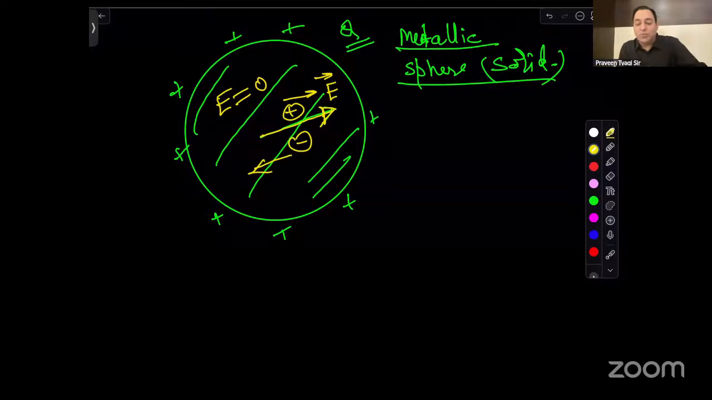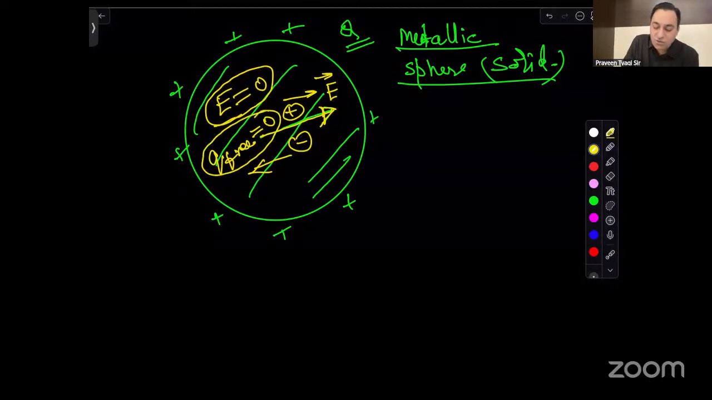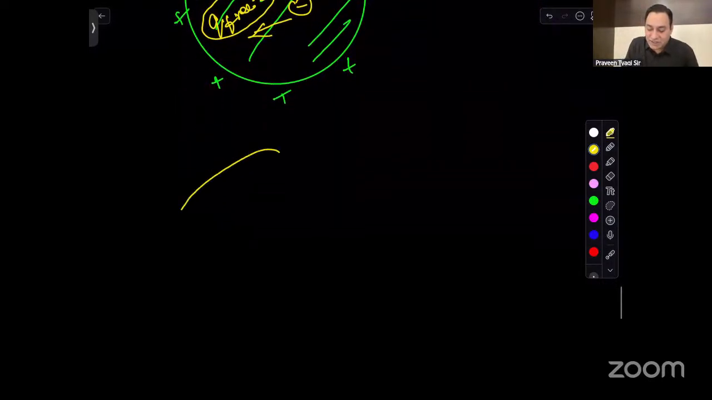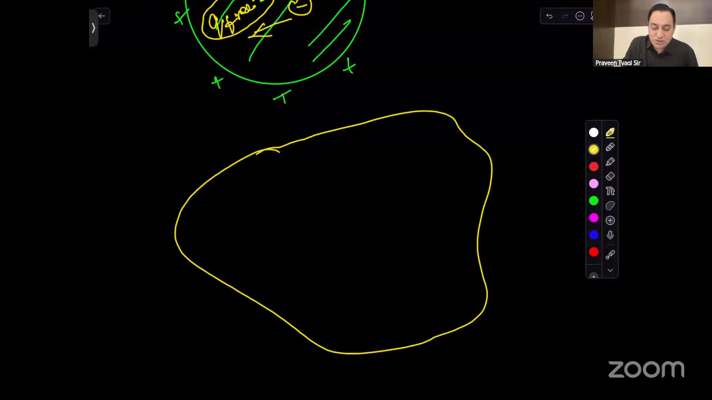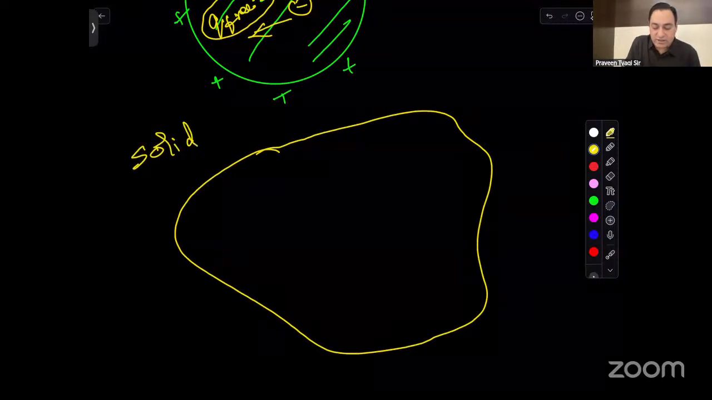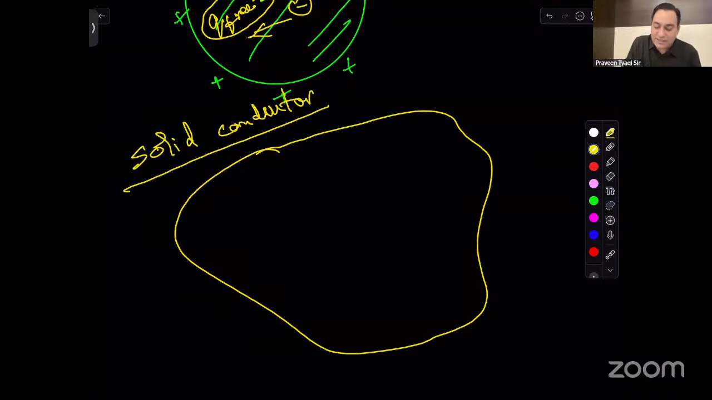Suppose I give Q plus charge, all the small positive charges will repel each other and try to go for maximum separation. They will come to the outermost surface. Inside a metal, the electric field has to be 0, and the free charge, Q free, is also 0. These two are very important things. Please understand this. Now, let me generalize. If there is any solid conductor, please pay attention. It is very important to understand electrostatics as well as the whole capacitance and everything.